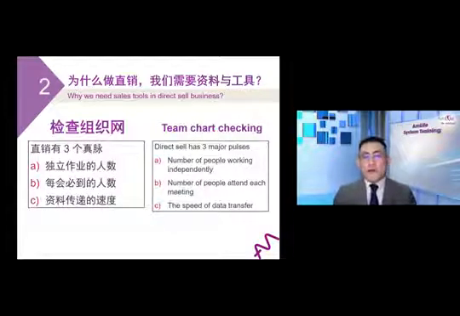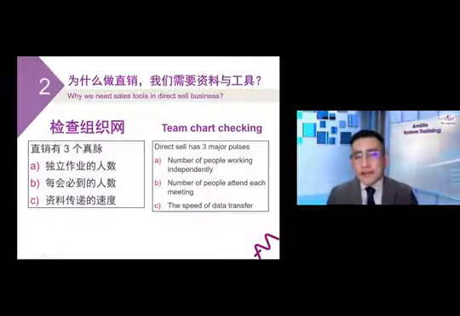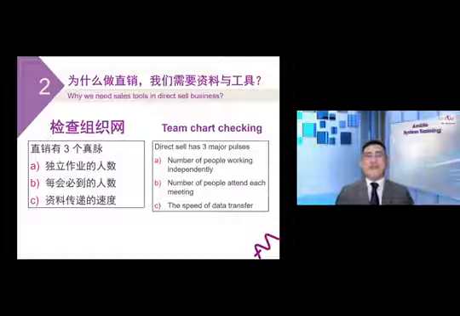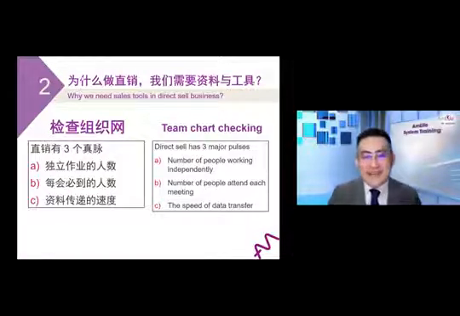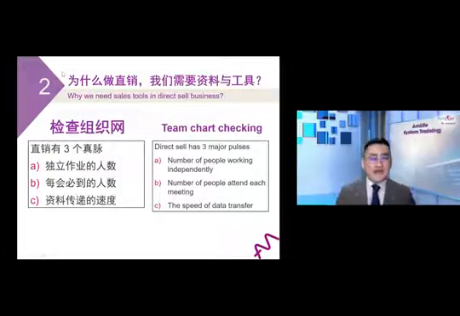So, time to do this network check now, okay? Because in direct selling or in network marketing, you want to see how healthy your network is. These three things you can do a check, a brief, like a body checkup. This is like your network checkup. Right, these three main things.